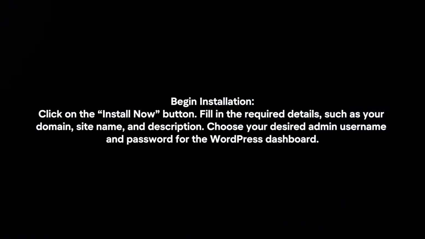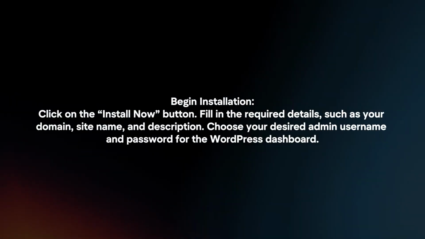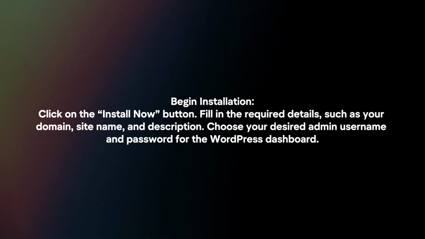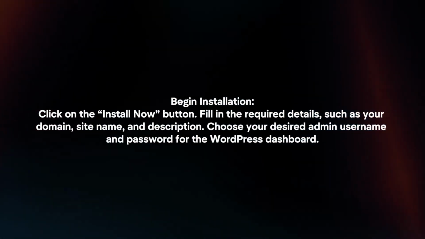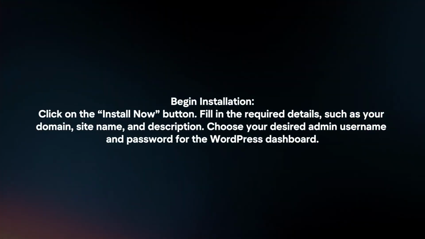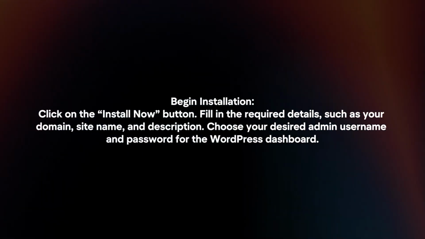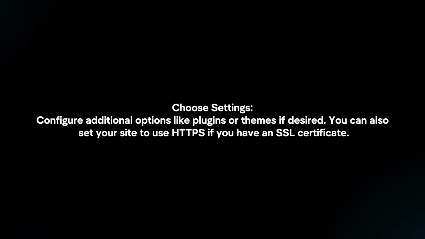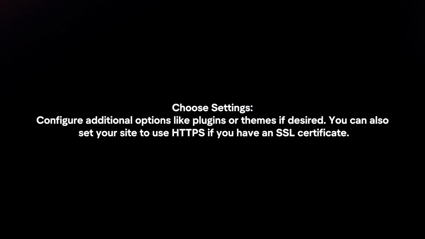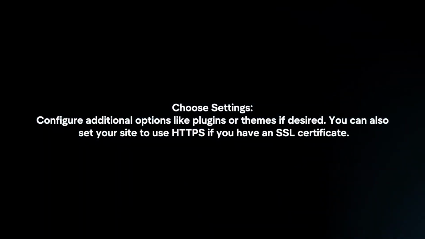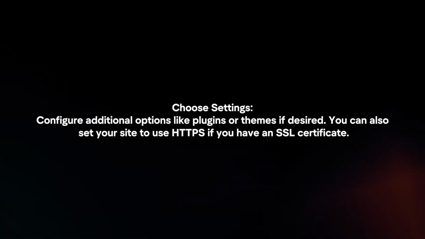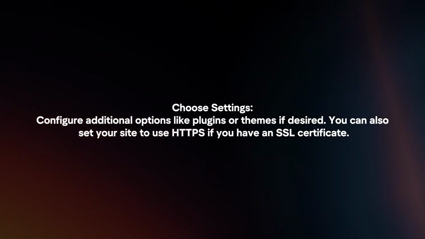Begin installation. Click on the Install Now button. Fill in the required details such as your domain, site name, and description. Choose your desired admin username and password for the WordPress dashboard. Choose Settings. Configure additional options like plugins or themes if desired. You can also set your site to use HTTPS if you have an SSL certificate.